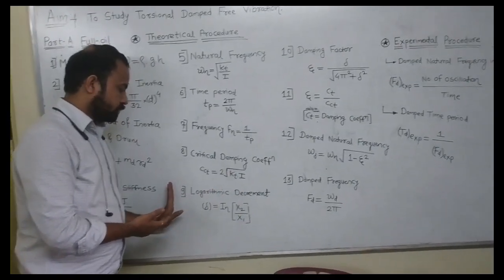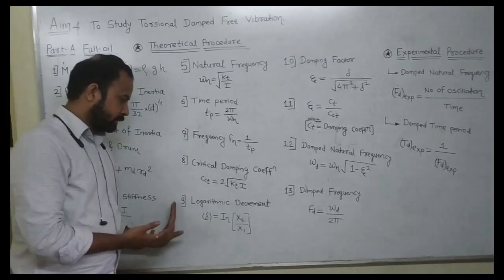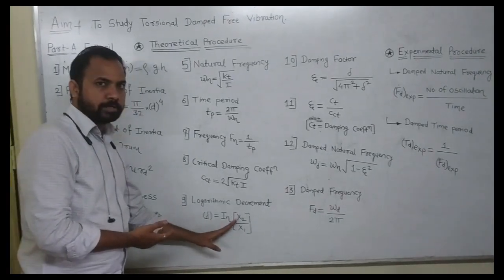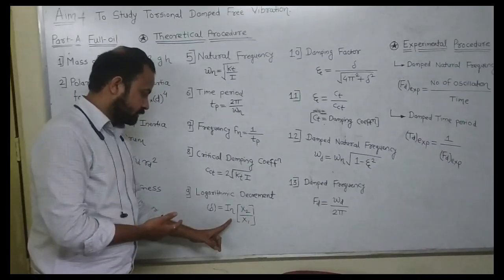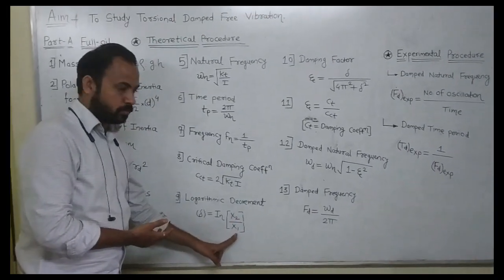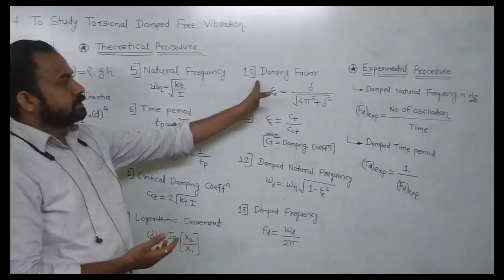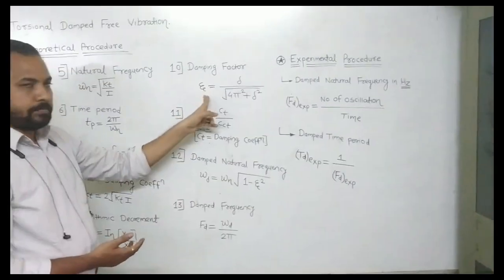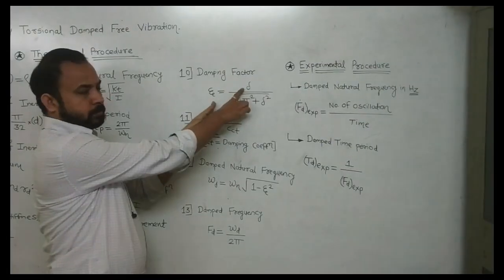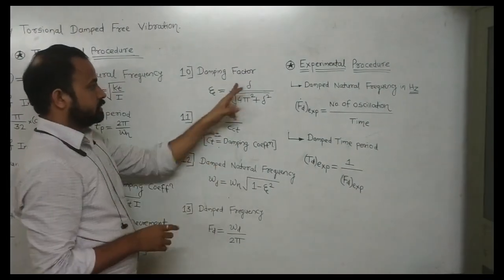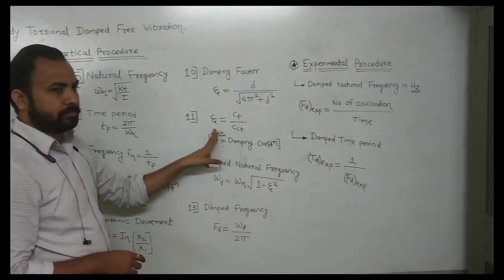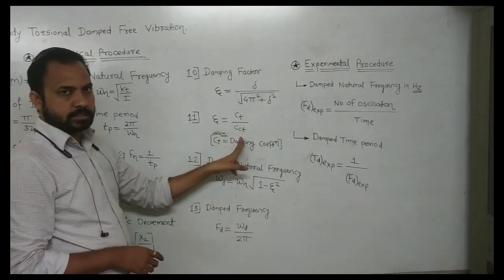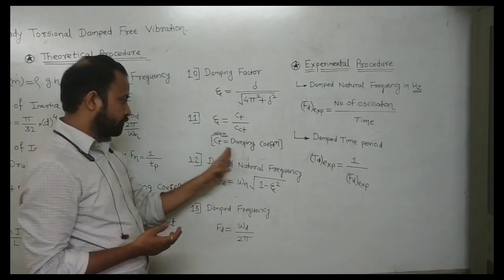Then we find the logarithmic decrement. The logarithmic decrement is the natural log of the ratio of amplitudes of vibration on the same side of the mean position, that is ln of x1 upon x2. The last part is the damping factor, zeta. When we have the logarithmic decrement, we use the formula zeta equal to delta upon root of 4 pi square plus delta square. The damping factor is also Ct upon Cct, the ratio of damping coefficient to the critical damping coefficient.